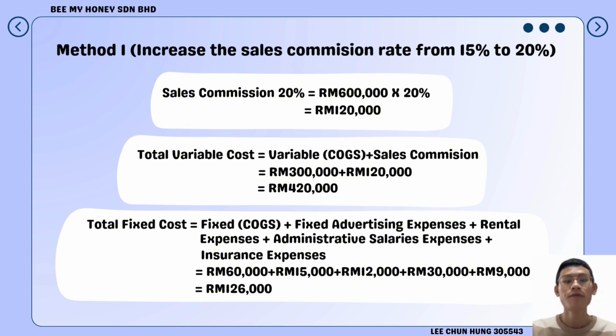For the total fixed cost, we will use fixed cost COGS plus fixed advertising expenses plus rental expenses plus administrative salary expenses plus insurance expenses.